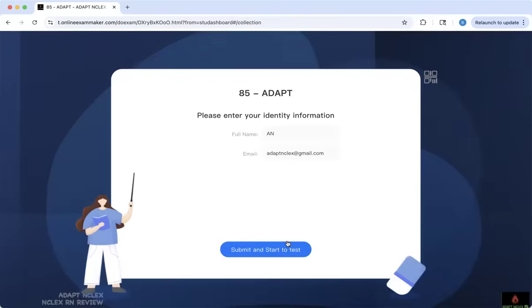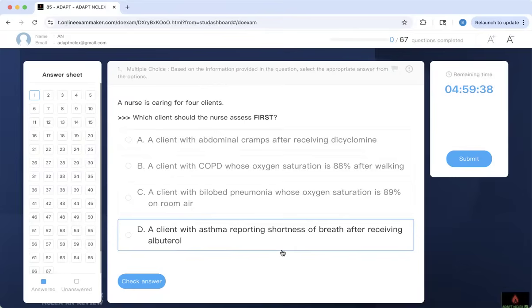Let's get it done. I set it up like the computer adaptive test. You don't know what you're going to get. First question is right there. As you can see, prioritization. What are you going to do? A nurse is caring for four clients. Which client should the nurse assess first?